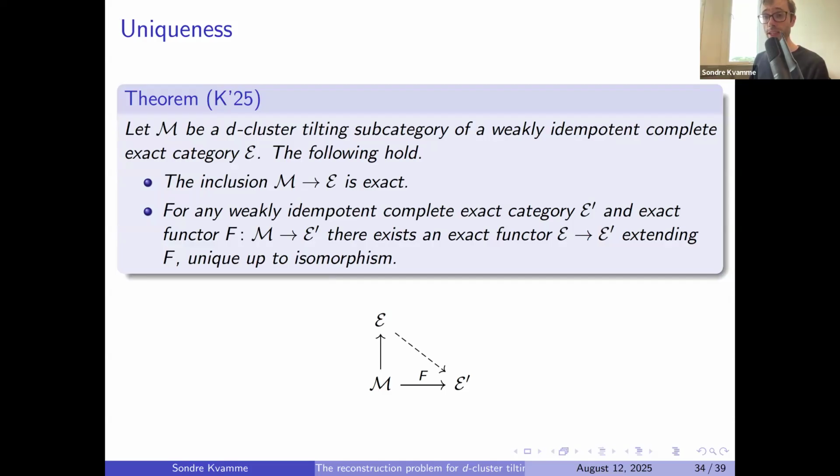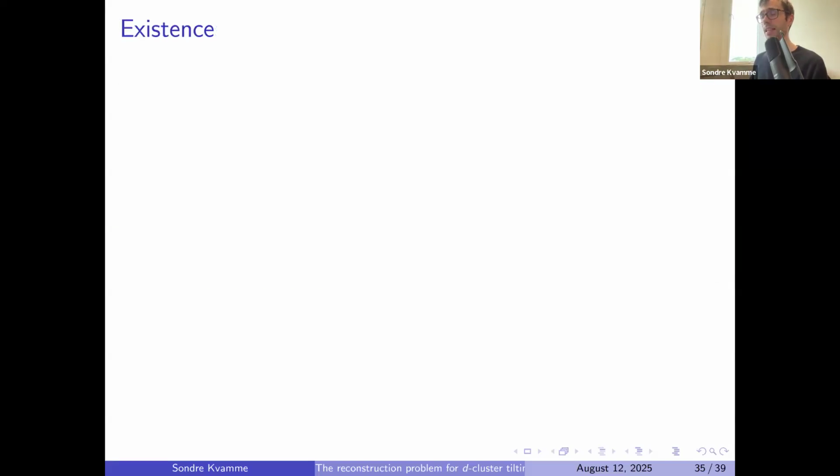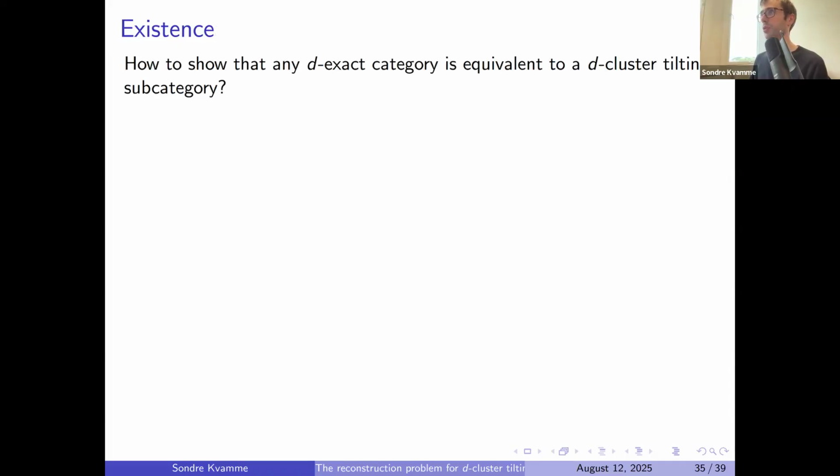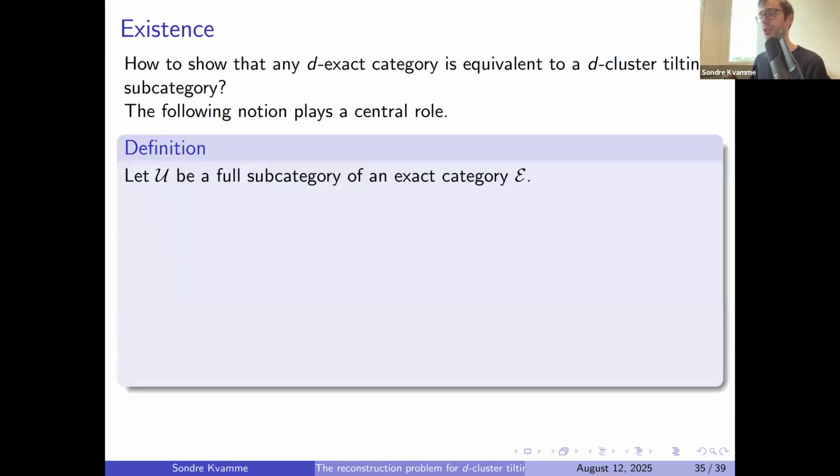So we've talked about uniqueness, but then the second part of my theorem involved the existence. This is the next part. If you have a D-exact category, how do you show that it's equivalent to a D-cluster tilting subcategory? And this relies on the following notion, which plays a central role, which is the notion of D-extension closure.